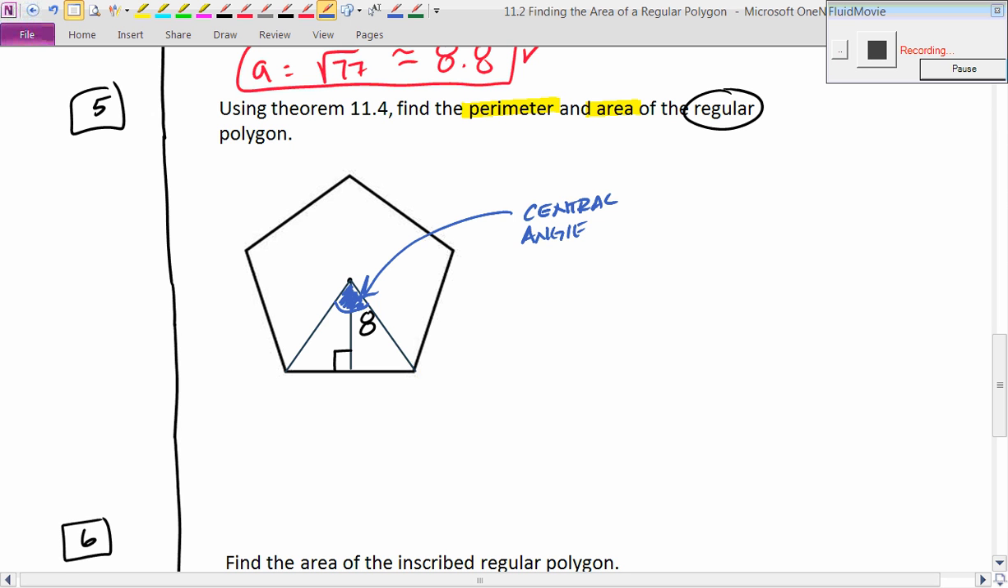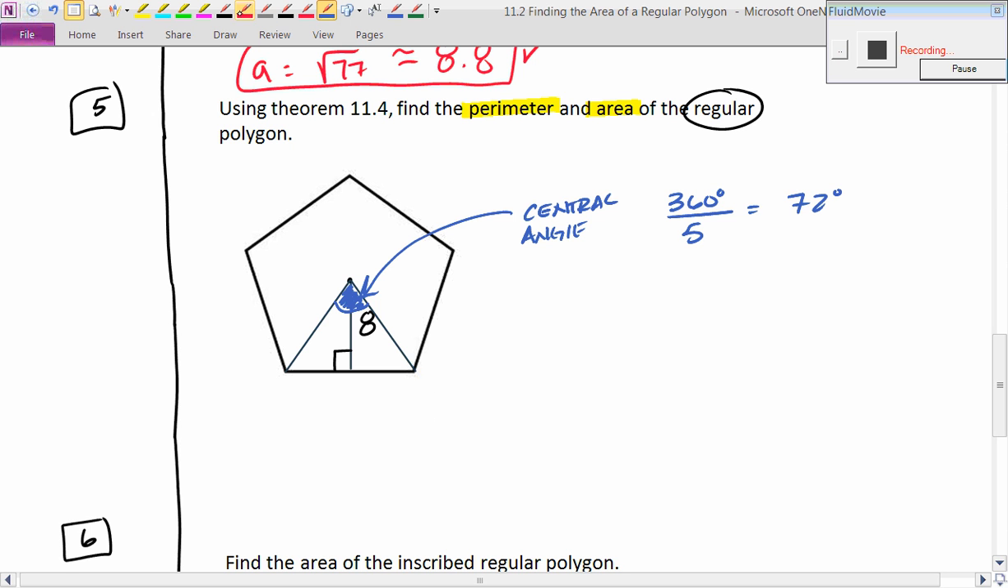How'd you get 72? You're totally right. What'd you do? So take 360 degrees, divide by the number of sides. A pentagon has 5 sides. That means I have a 72-degree central angle. Everybody on board? All right, good. So this is 72 degrees.